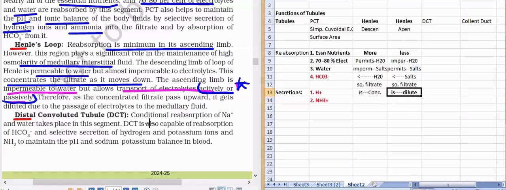Next is the distal convoluted tubule. Third one: conditional reabsorption of Na+ and water. What is here? Number one, that is Na+. In the conditional, it means only if there is a requirement in the body, otherwise not. If it is sodium, if it is absorbed, then what happens?